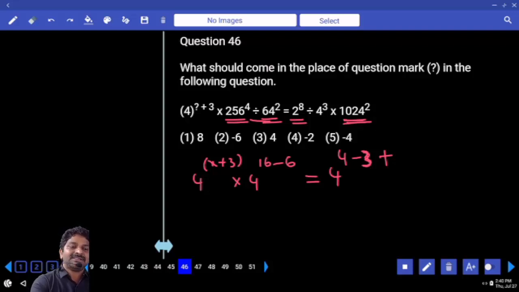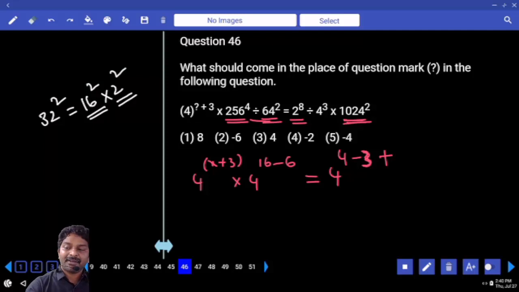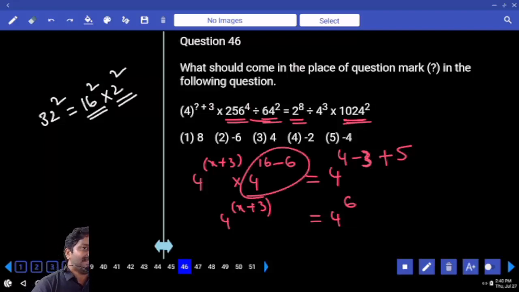1024 can be written as 32 square. 32 square, can I write it as 16 square into 2 square? 16 can be written as 4 square to the power of 2, 4 power 4 into 4, 4 power 5. Correct? Right hand side value 4 power 6. 4 to the power of x plus 3, and this value 4 power 16 minus 6. How much is that? 4 power 10. If that goes to right hand side, it comes in denominator. If it is in denominator, that means minus 10 only. So this value is equal to 4 power minus 4.